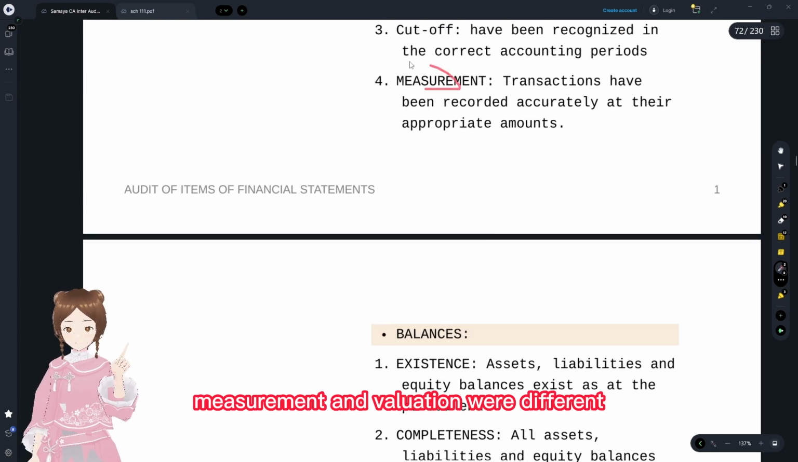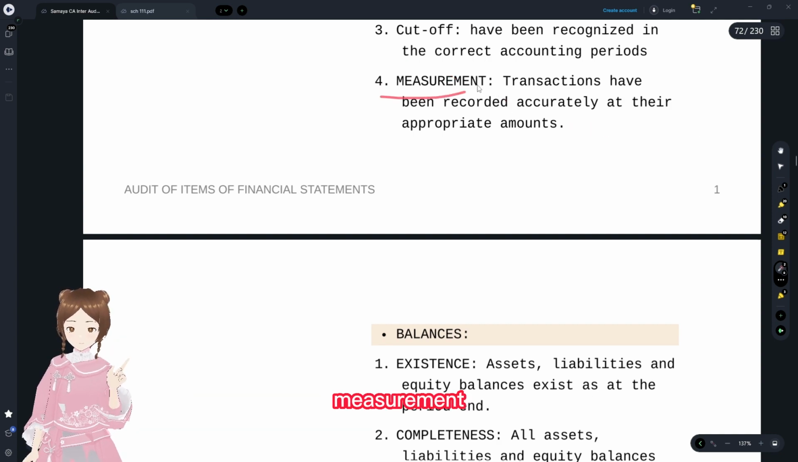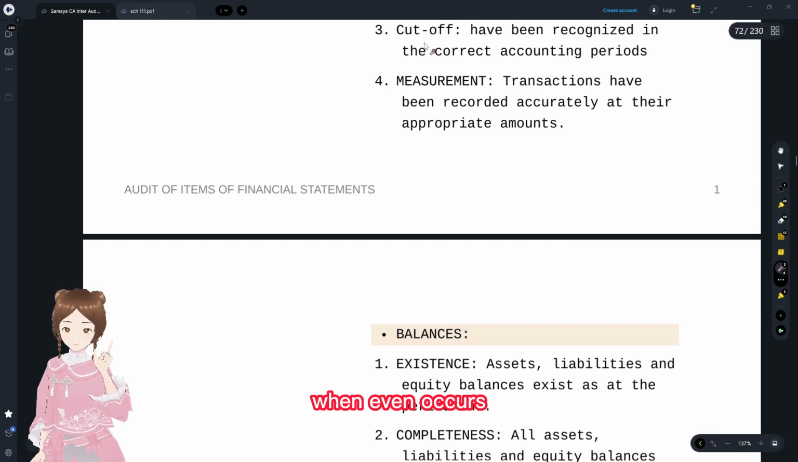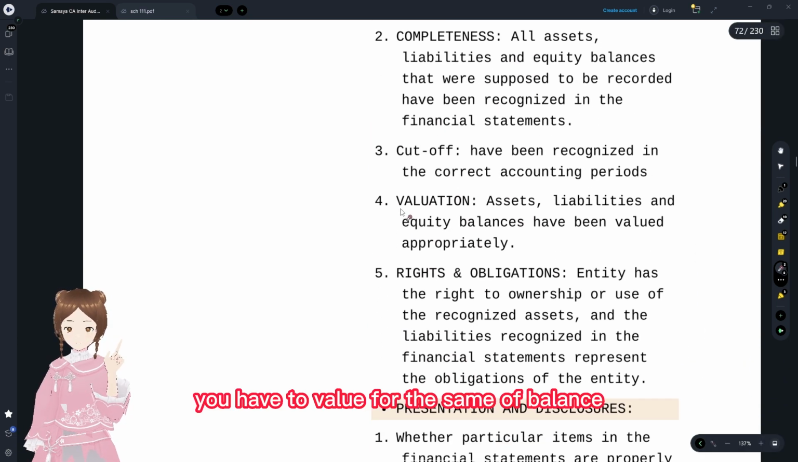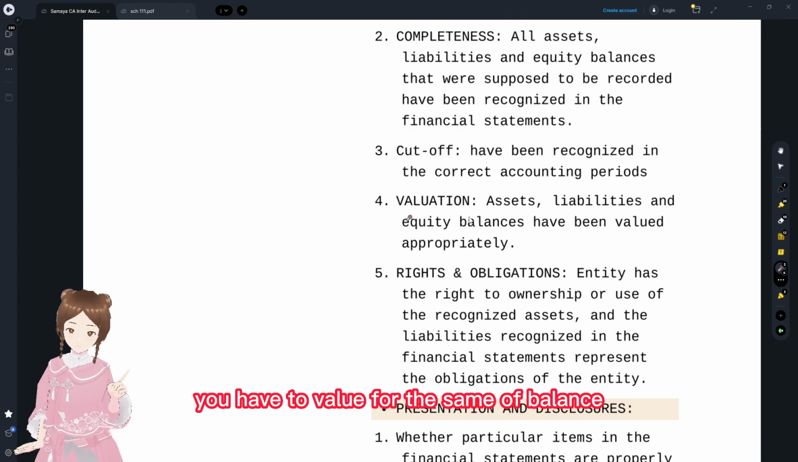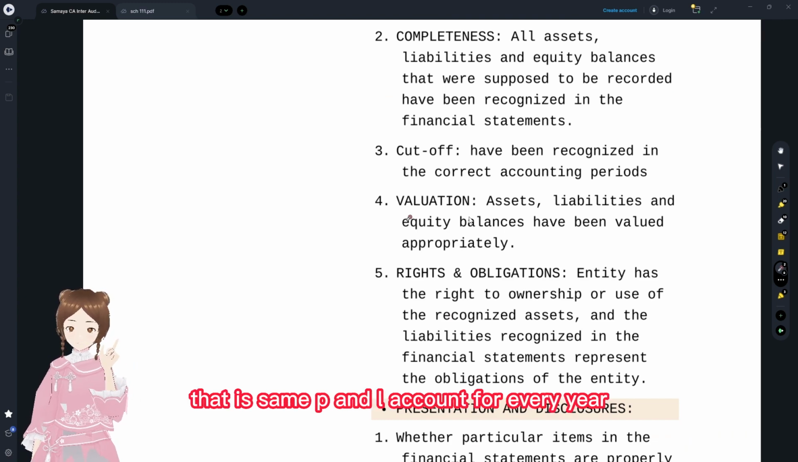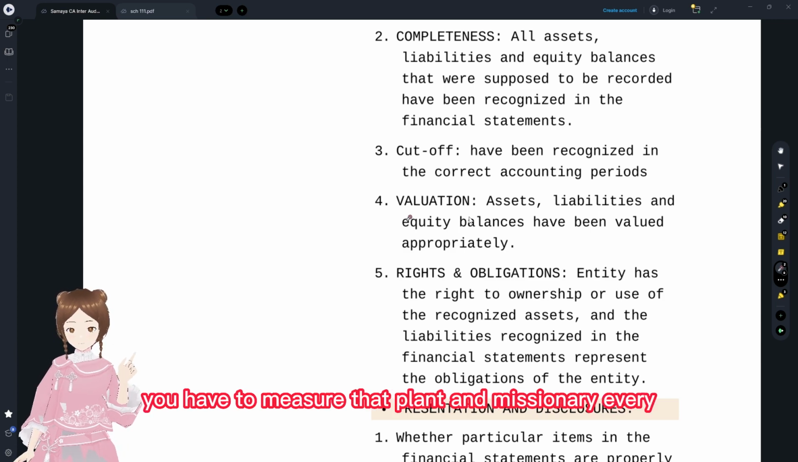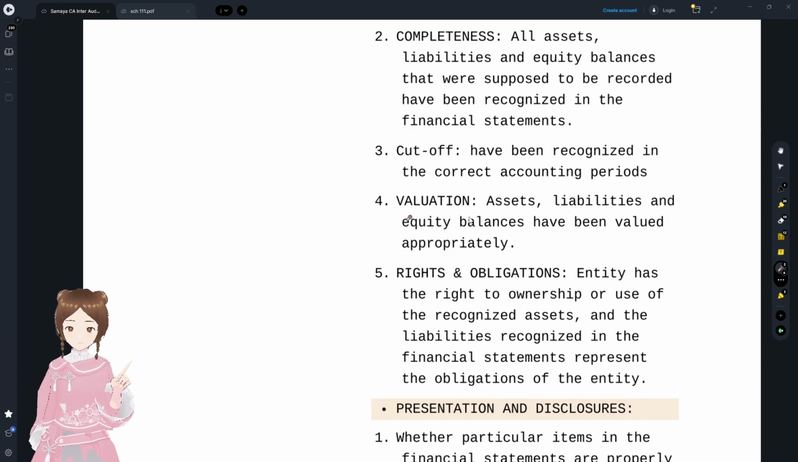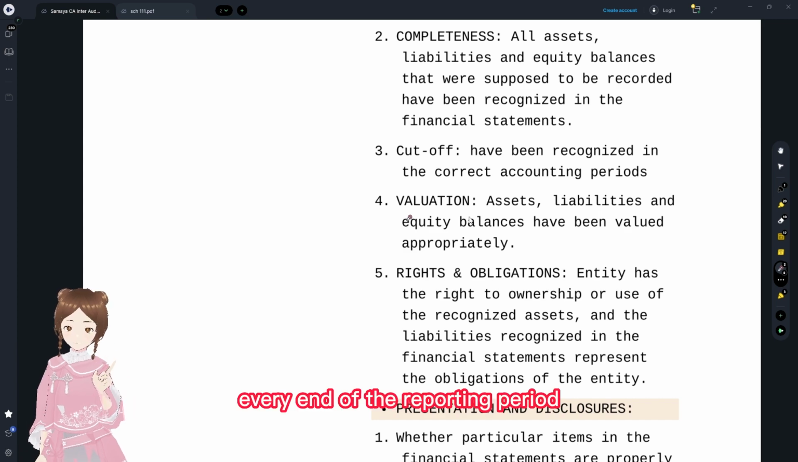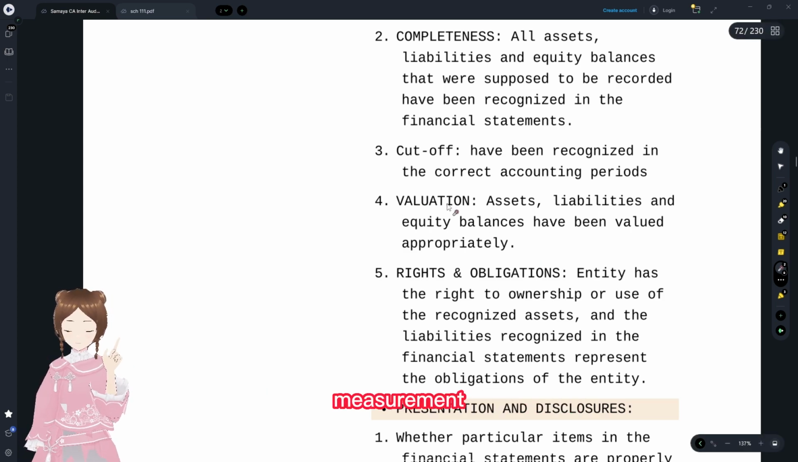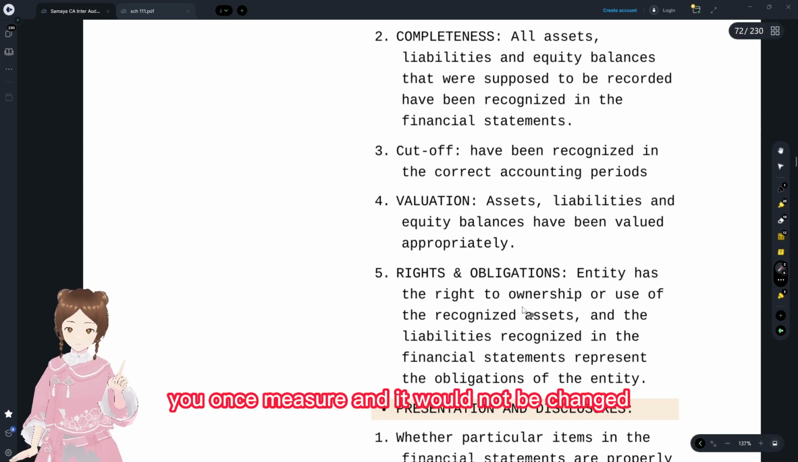Why are measurement and valuation different? Measurement: you have to measure at the particular time when the event occurs. Valuation: you have to value the same balance, the same account, every year. You have to measure that plant and machinery at the end of every reporting period. You're revaluing the same thing. That is why it is valuation. Measurement, you'll measure once and it would not be changed.